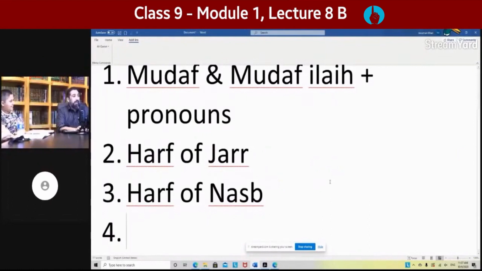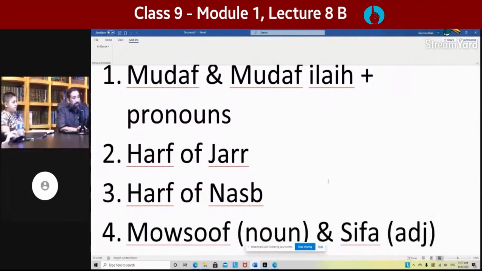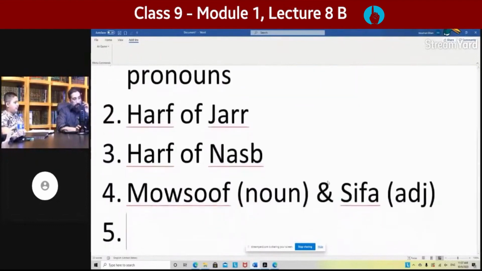Okay. So harf of jar, harf of nasab, mawsuf, which is a noun, and sifa, which is an adjective. We need to like learn the Arabic term. That's okay. It'll come in the next round, inshallah.